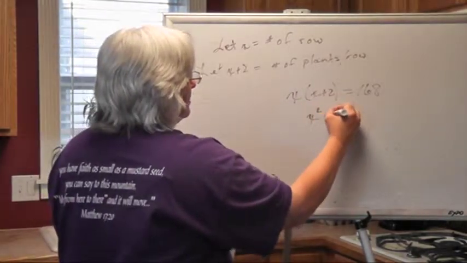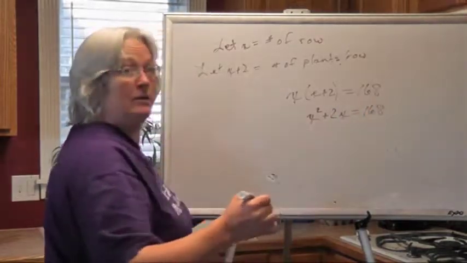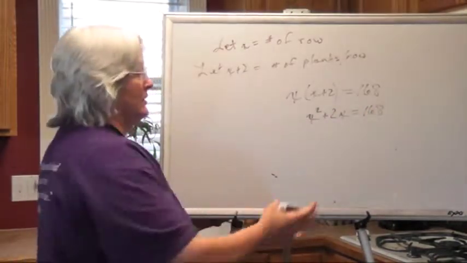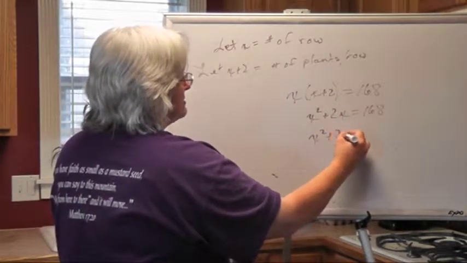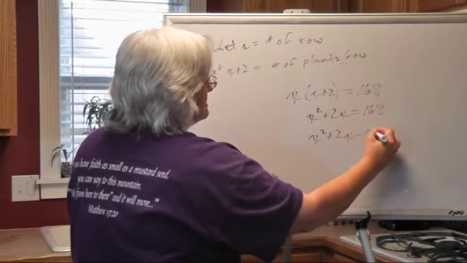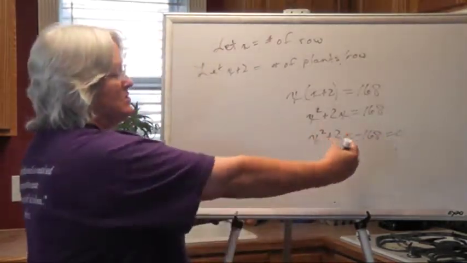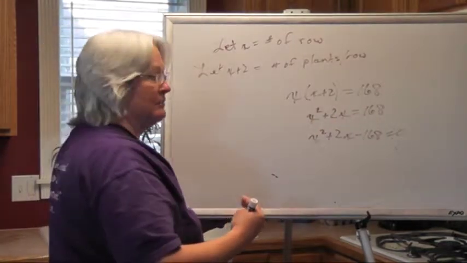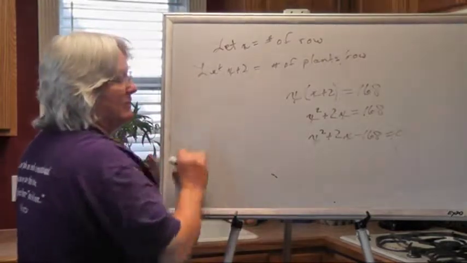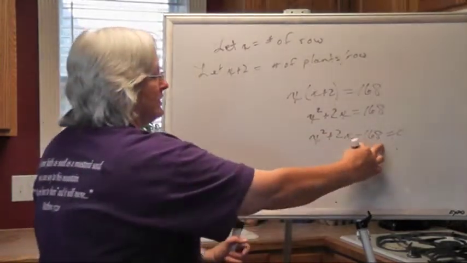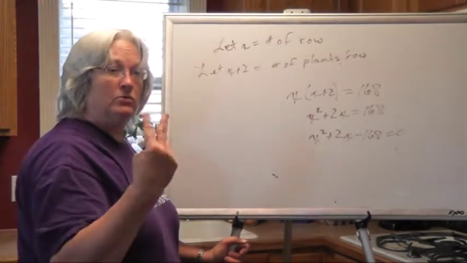X squared plus 2x is equal to 168. What do we have to do? You have to have this in general form. X squared plus 2x minus 168 is equal to 0. General form means that you have everything placed on the left-hand side of the equation, so it's set equal to 0. Now we have to factor, and we're looking for factors of 168 that are only 2 apart.